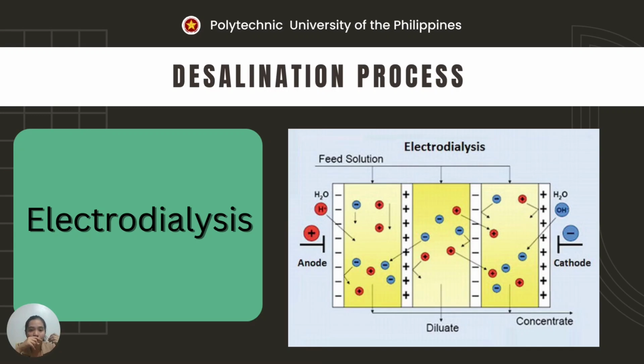Here you can see the diluted solution in the middle. Putting in electricity means there is a positively charged electrode, which is the anode, and a negatively charged one, which is the cathode. The concentration in the anode part, the positively charged side, will be affected, while the concentration in the negatively charged side will be affected as well.